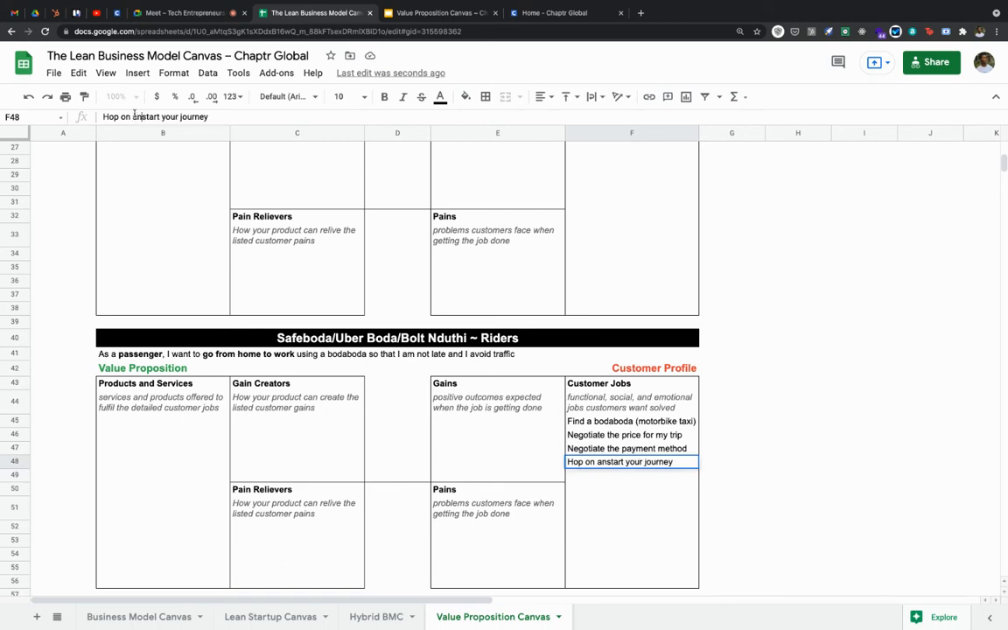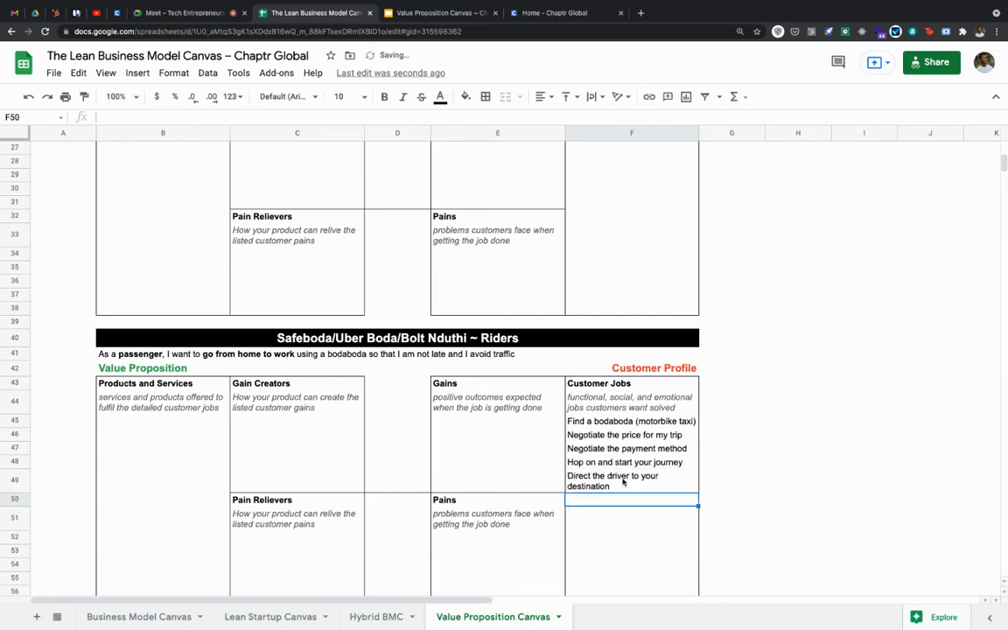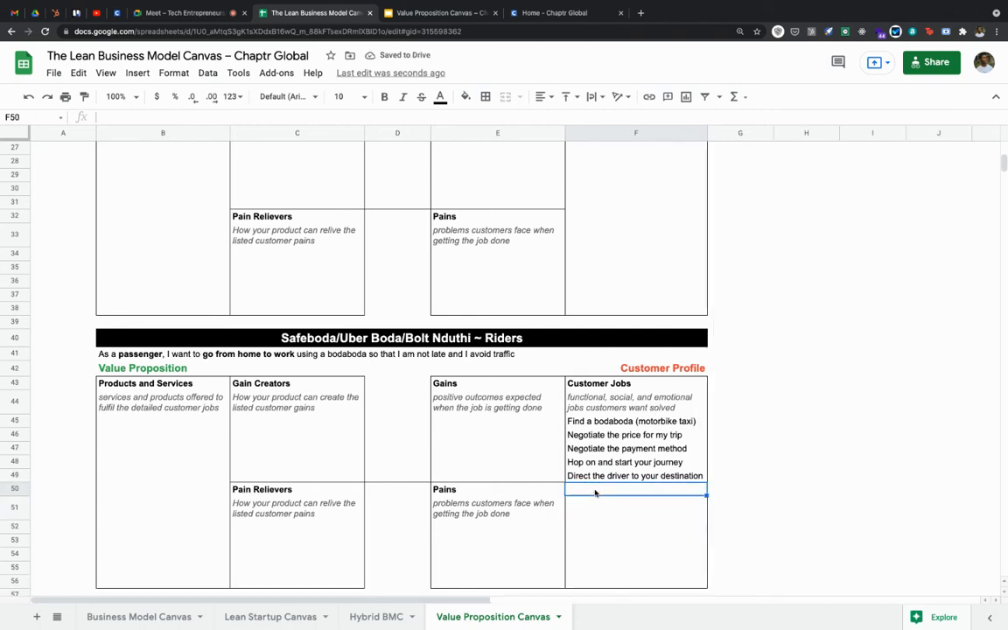As you're going on the journey, there's nothing you're doing as a customer all this while. You're already on the boda. So the final thing here would be arrive at your destination, right? You might have to direct him a bit here and there. Probably here would be direct the driver to your destination. What would be the next thing after this? We've directed and then we finally arrive at the destination.